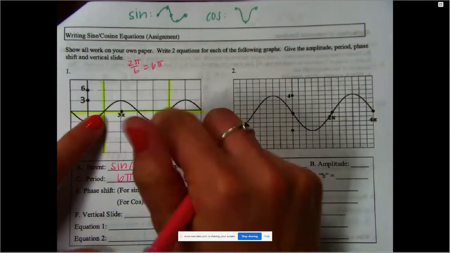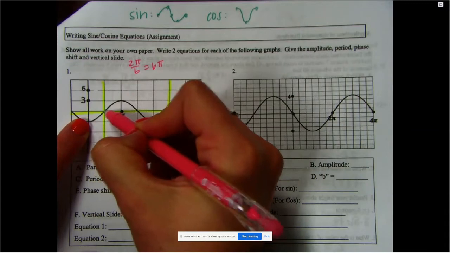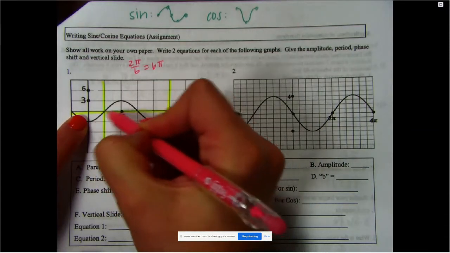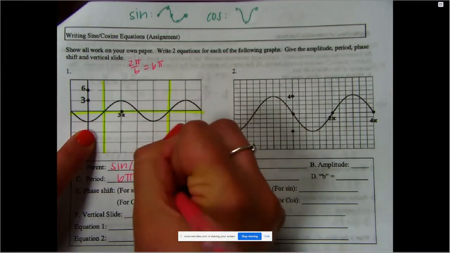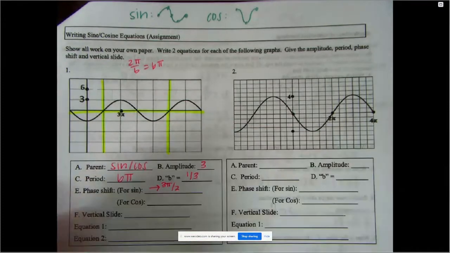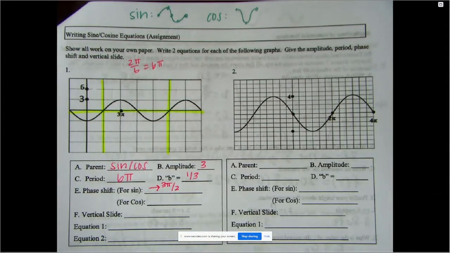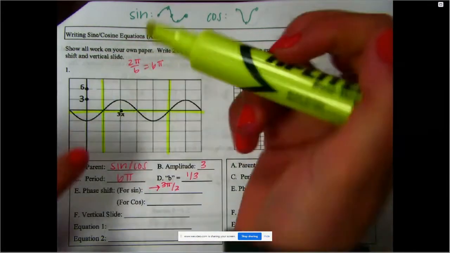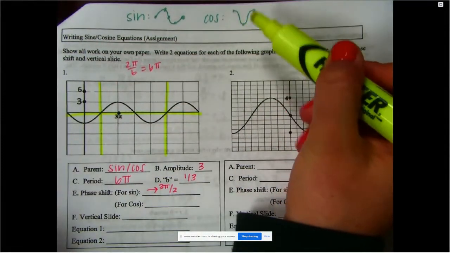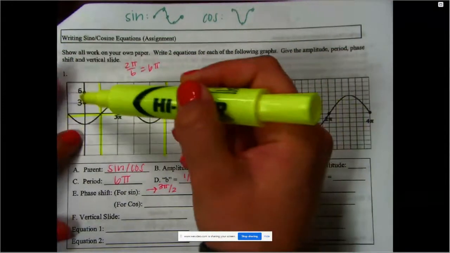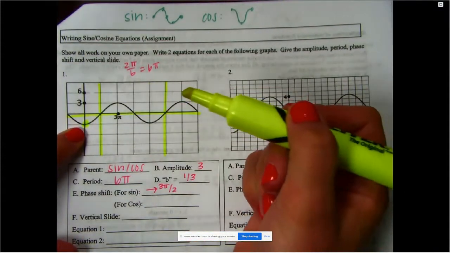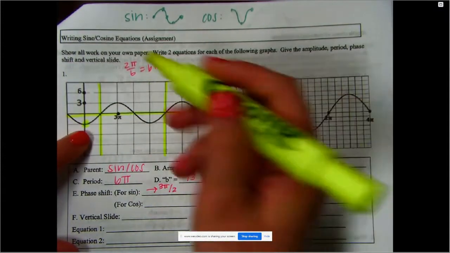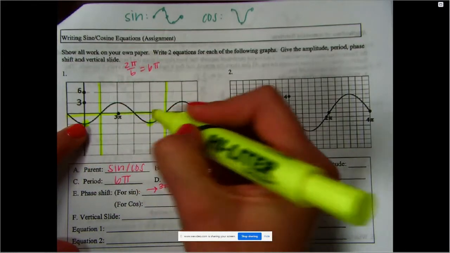Okay, so we need a phase shift for sine and a phase shift for cosine. For sine, the one we boxed off, it went to the right halfway between 0 and 3 pi. So we went to the right, that's going to be half of 3 pi, so 3 pi over 2. Now we need to figure out what cosine we're going to be looking at. So remember, cosine goes from the maxes to the mins. Well, on the y-axis, it starts at a min.